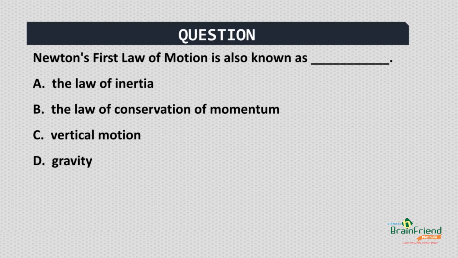I'm sure those examples we solved together, you understood them properly. Now let's take some test questions. Question 1. Newton's first law of motion is also known as A. The law of inertia, B. The law of conservation of momentum, C. Vertical motion, or D. Gravity. The correct answer is A. Newton's first law of motion is also known as the law of inertia.